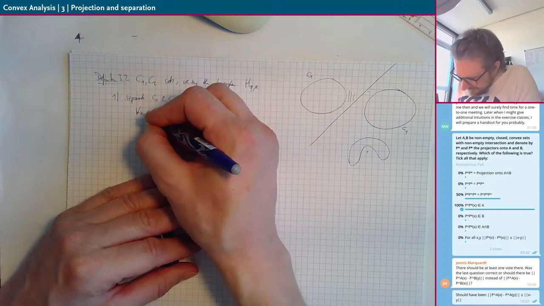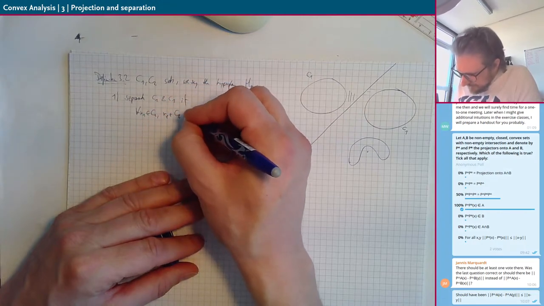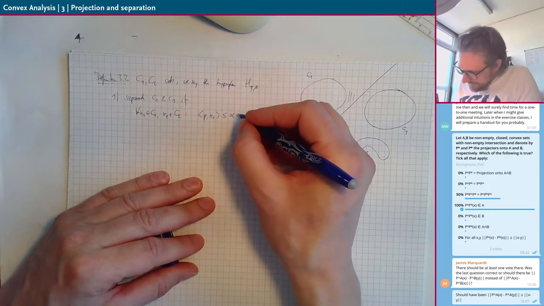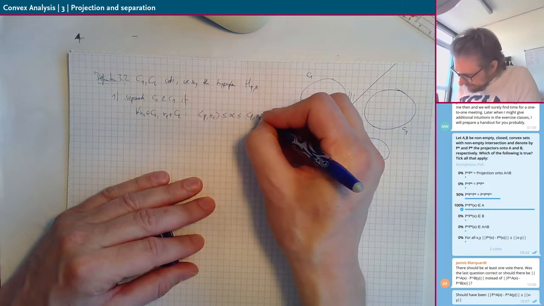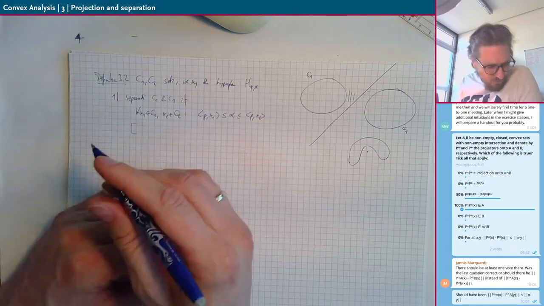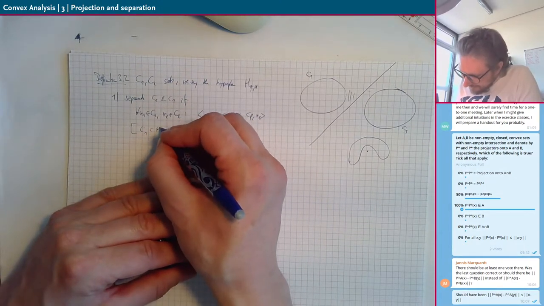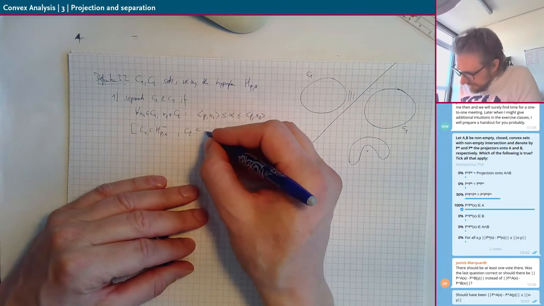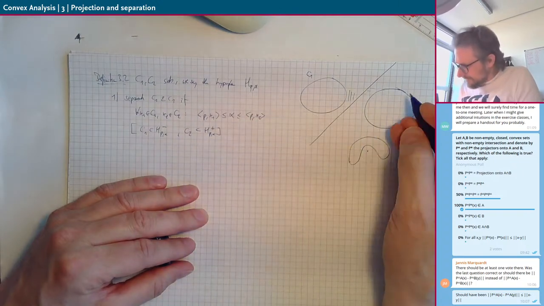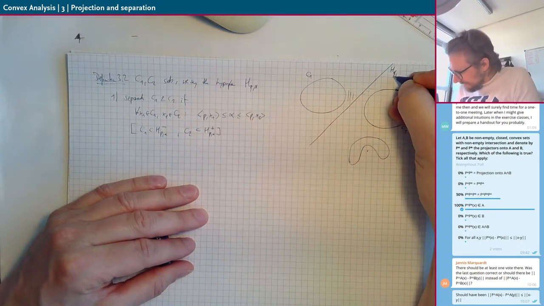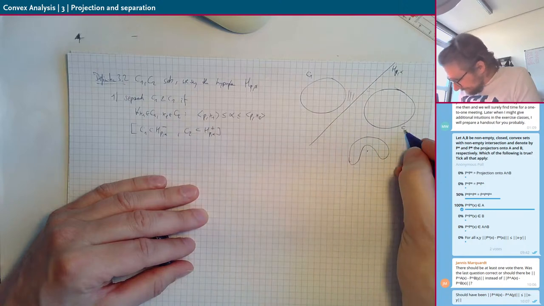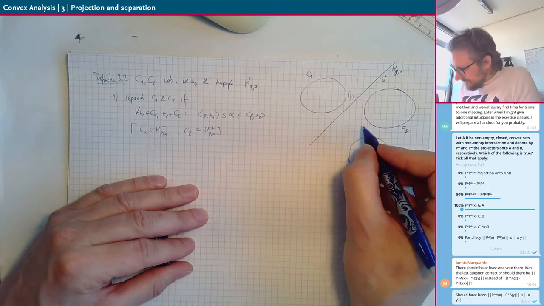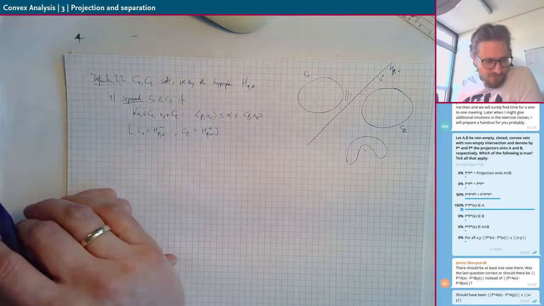For all X1 in C1 and X2 in C2, it holds that the inner product of P with X1 is smaller or equal to alpha, and this is smaller or equal to the inner product of P with X2. Another way of saying this would be that C1 is contained in the negative half space and C2 is contained in the positive half space. So this is our H alpha, P alpha, then this here is the positive half space and this is the negative half space. That's just separation of convex sets.